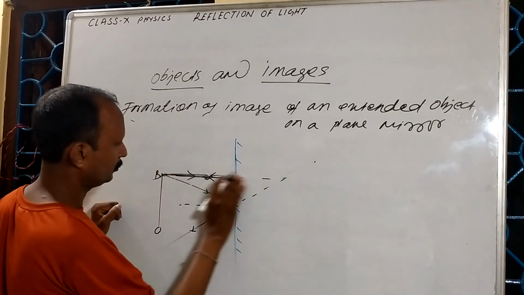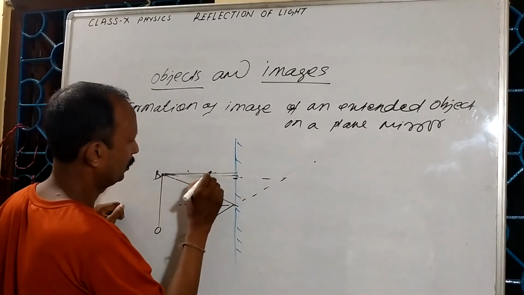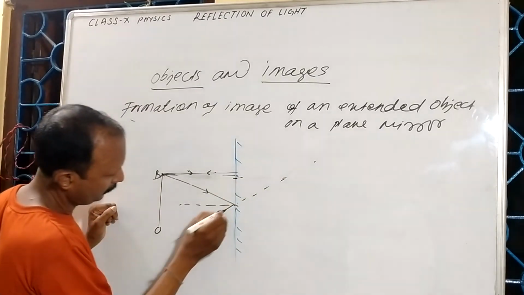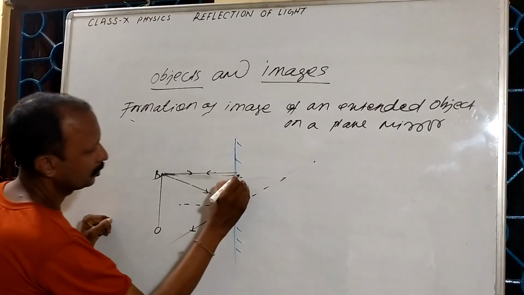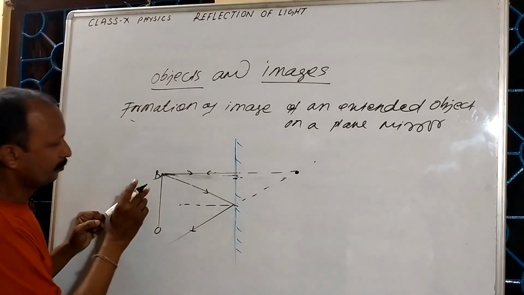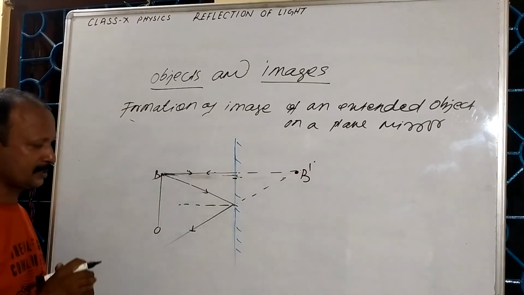Okay, so this is the incident ray, and this is the reflected ray. Suppose this is the point C. This is B, and this is the image of B, B dash.